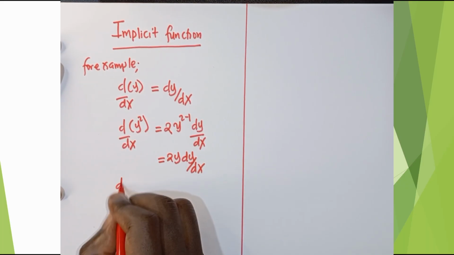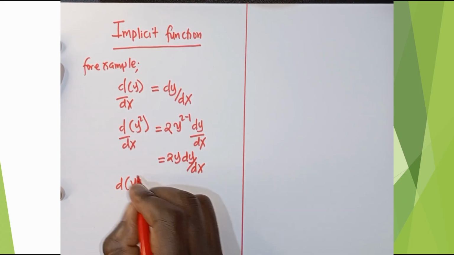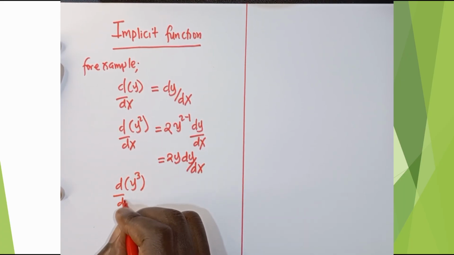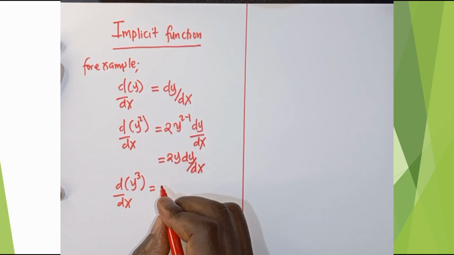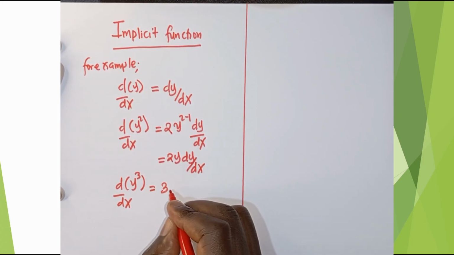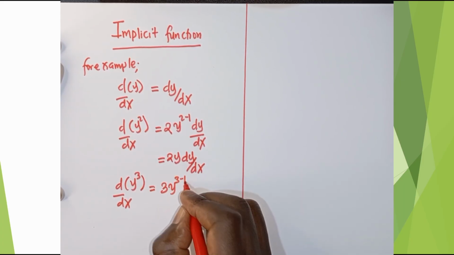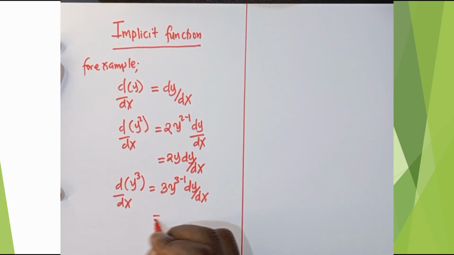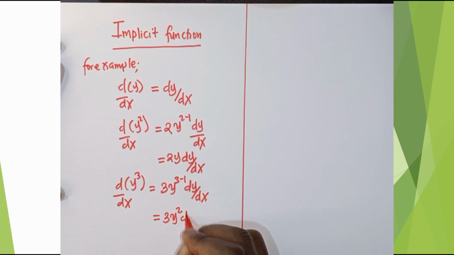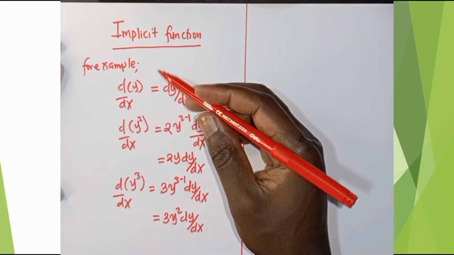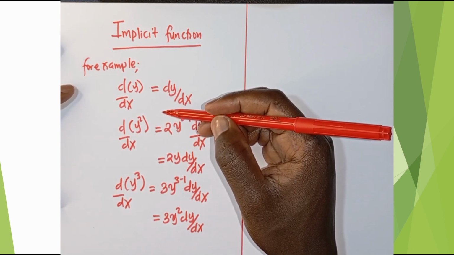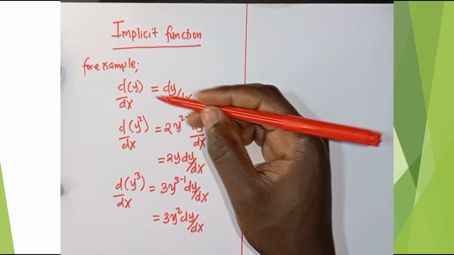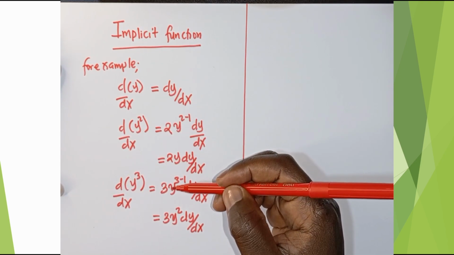Even when you have, for example, the derivative of y power 3 with respect to x, you drop the power, which is 3, you reduce the power by 1, and then you attach dy by dx, which is eventually 3y squared dy by dx. So the y's that are always in implicit functions are differentiated like this.